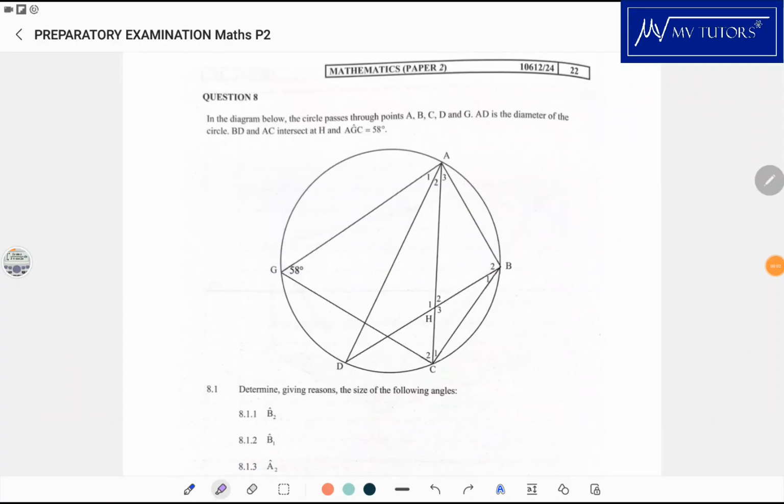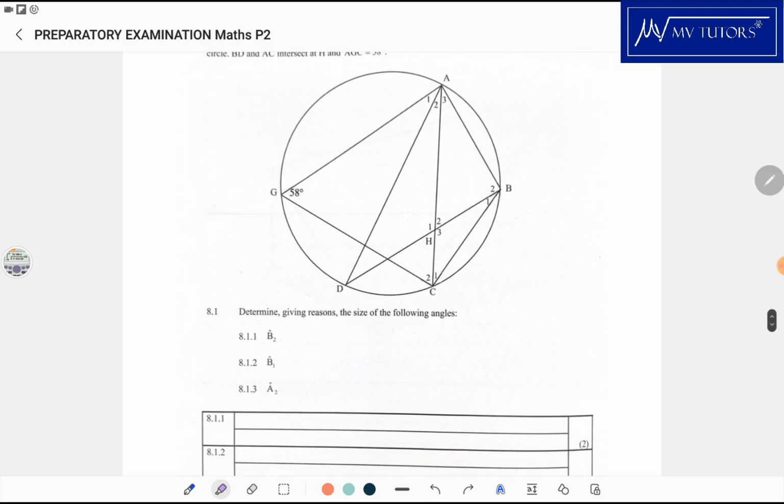Okay, let's look at question number 8. It says in the diagram below, the circle passes through points A, B, C, D, and G. AD is a diameter of the circle. BD and AC intersect at H. And the angle AGC is 58. All this information is shown on the image below.